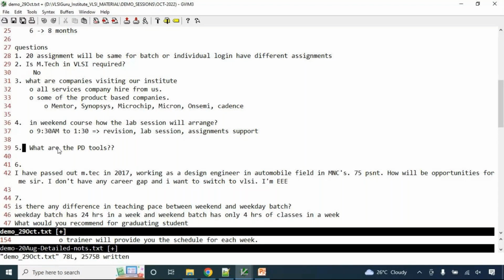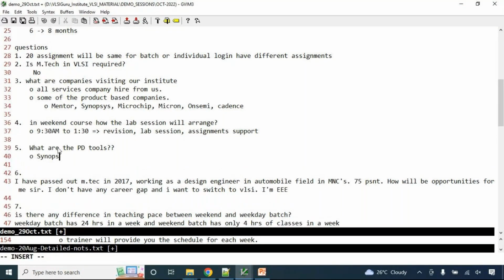What are the PD tools? We use Synopsys tools, an entire set of Synopsys tools. What are those tools? ICC2, time design compiler, IC validator, StarRC, like that various tools that we use.